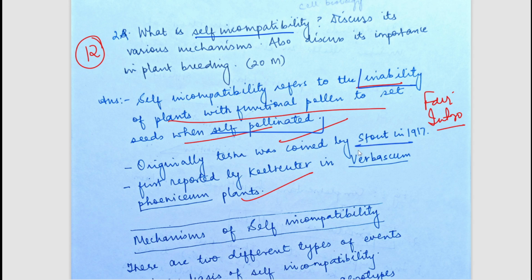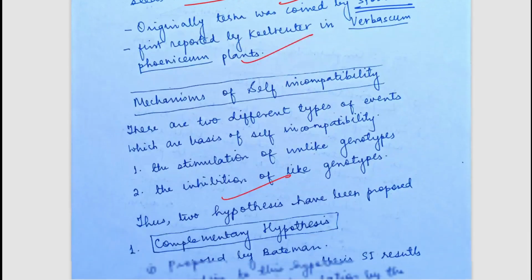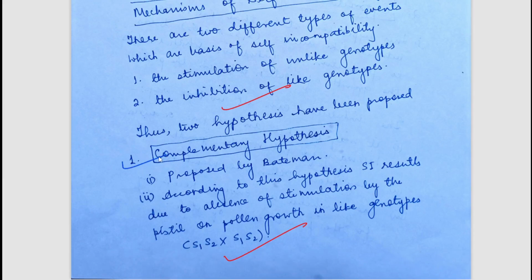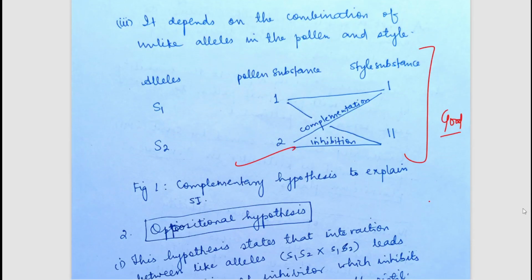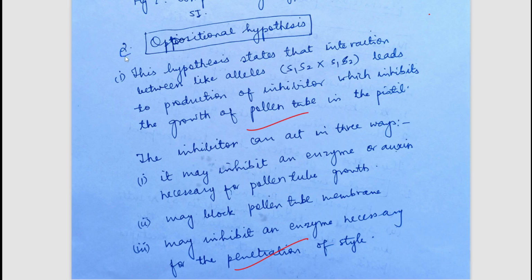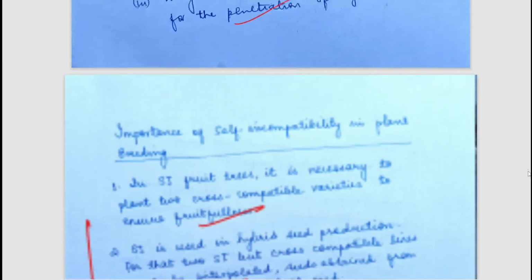It was coined by Stout in 1970. Now, what are the mechanisms of self-incompatibility? Actually, there are two theories. First one is the complementary hypothesis, which was proposed by Bateman. You can pause and read this. And you can see how nicely the student has explained it using the diagram. And now the second one is the oppositional hypothesis. So both the theories have been well mentioned.